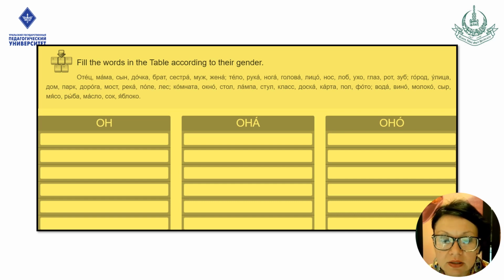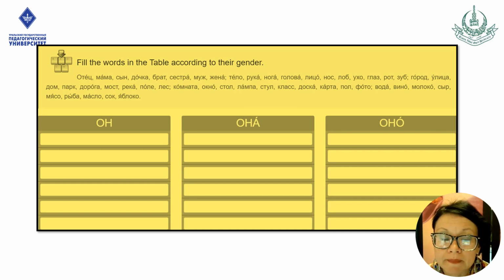Отец, ц is always hard, so it's a consonant, so it's он, male gender. Мама, the ending is а, so it corresponds to она, feminine. Сын, hard stem, н, hard, consonant, no ending, it's male gender, он.